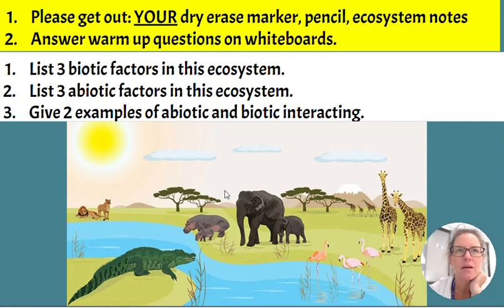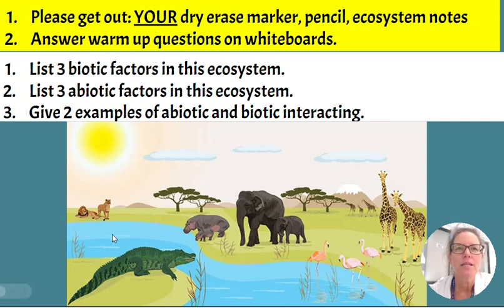And then the next thing we're thinking about, just to warm up, is we need 3 abiotic factors. Remember, abiotic factors are things that are not living and were not living. Think about them yourself. See if you can come up with 3 on your own.